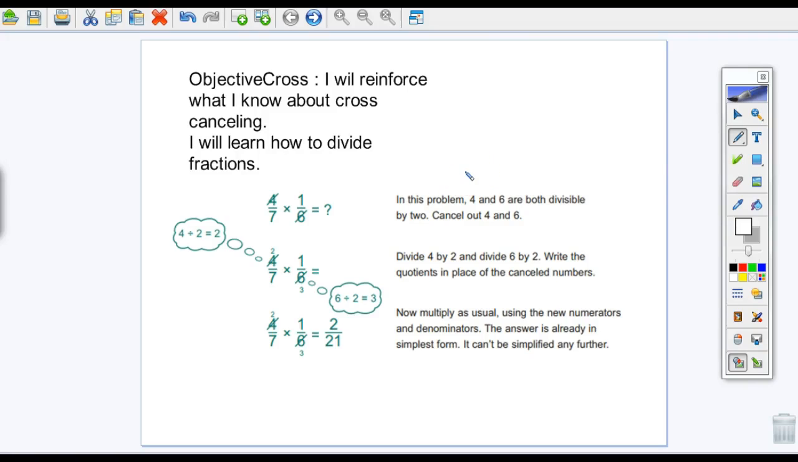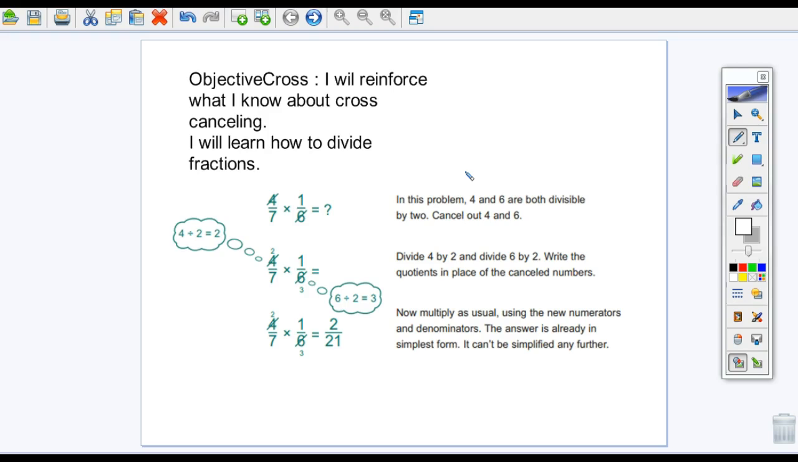All right, so I heard that we are struggling with cross canceling. So it's going to be a two-part video tonight. The first part is going to really reinforce cross canceling, and then the second part will dive into dividing fractions. So go ahead and copy down the objectives for the video tonight.